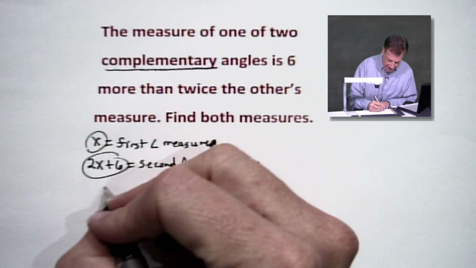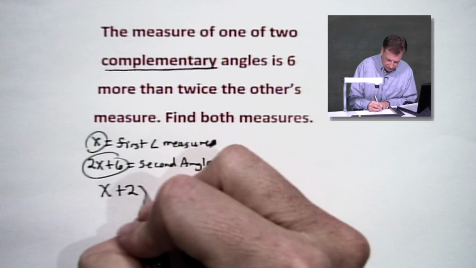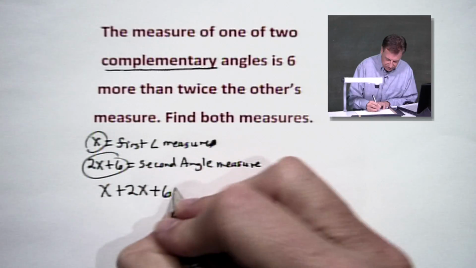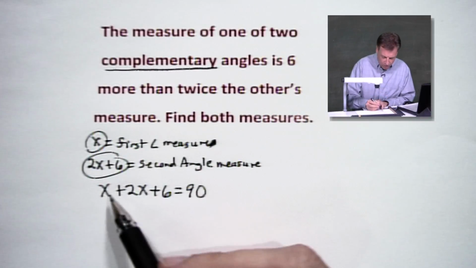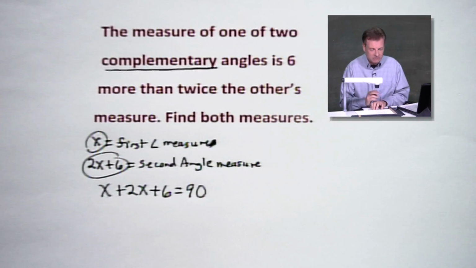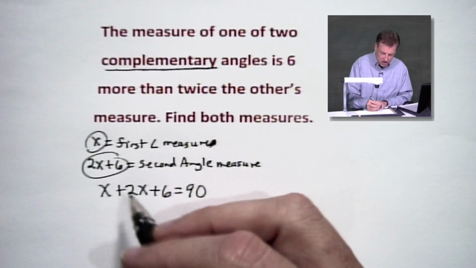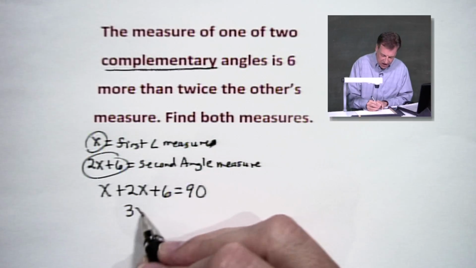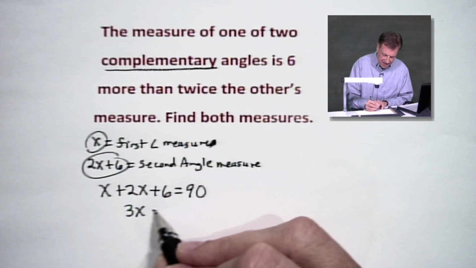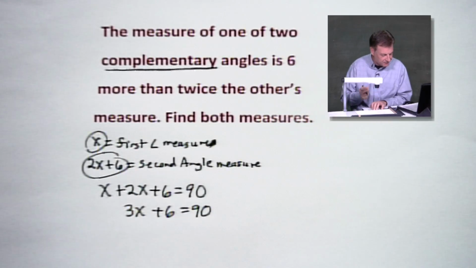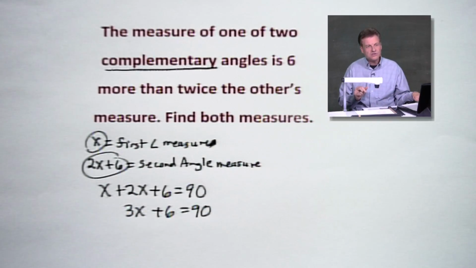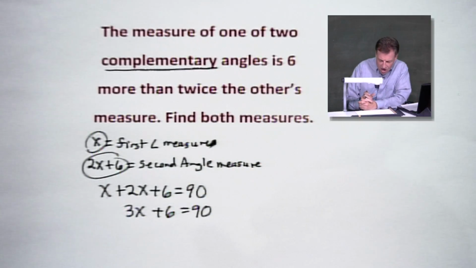So let's play that game. x plus 2x plus 6 is going to give us 90 degrees. And as we work through this problem, let's see how it's going to go. We're going to have x and 2x. Now remember, folks, there's a 1 in front of that x. So it's going to give us 3x right here. We're going to add 6 to that, equaling 90.